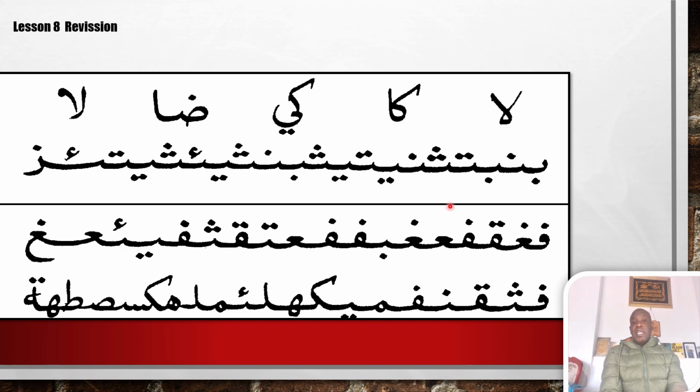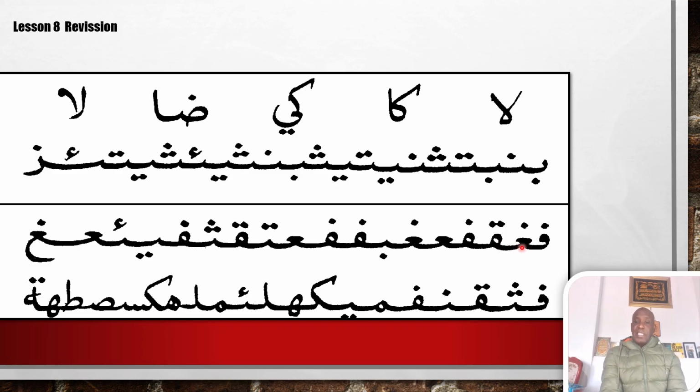Now, you'll see these are more complicated. Another series of letters. So this is Fa. Fa at the beginning. And the next two is Ghain. So you can see Fa and Ghain.